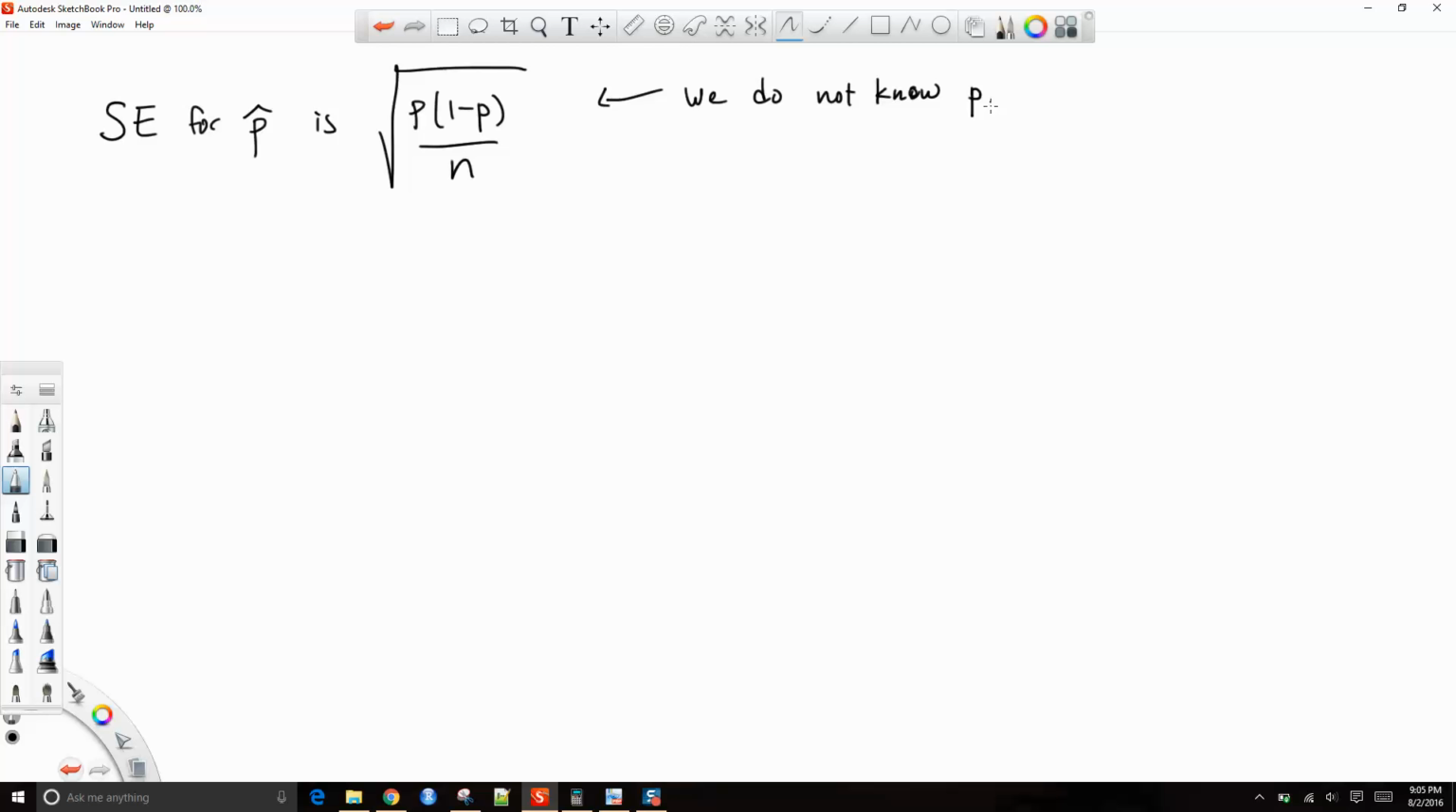Okay, so what we do is we improvise and we use our best guess for p. What would our best guess for the population proportion be? If someone said, what proportion of M&Ms do you think are red? You would say, well, I took a sample of 200 candies and 18% of them turned out to be red. So my best guess right now is that 18% is red. So we don't know p. We're going to plug in our best guess, which is p hat.